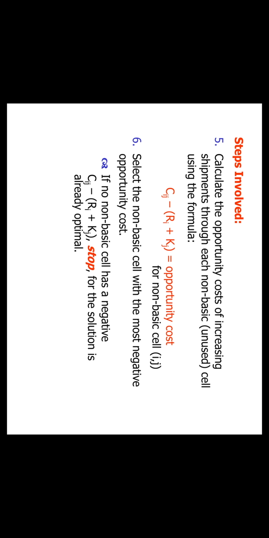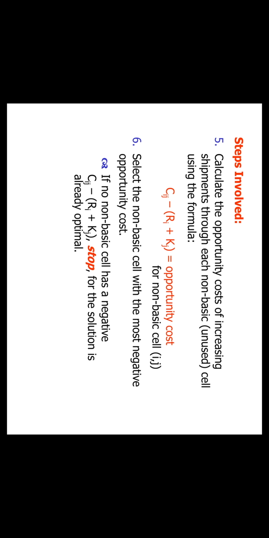And then, step 6, select the non-basic cell with the most negative opportunity cost. That is assuming that you have more than one non-basic or unused cell with a negative opportunity cost. And if no non-basic cell has a negative C sub i sub j minus the quantity R sub i plus K sub j value, then stop. The solution is already deemed optimal.